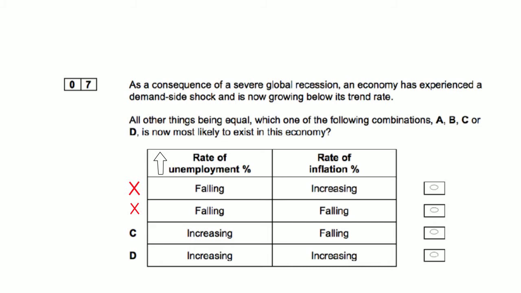This means that domestic firms are able to purchase these commodities at lower prices, and this means that they are able to produce goods and services at a lower price. So the rate of inflation would likely fall. So the answer to this question is C.